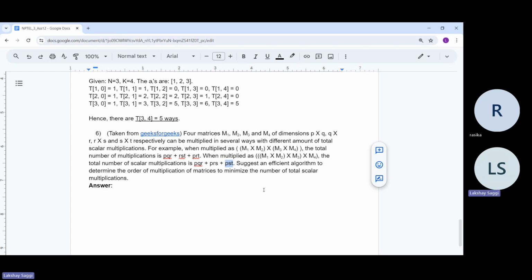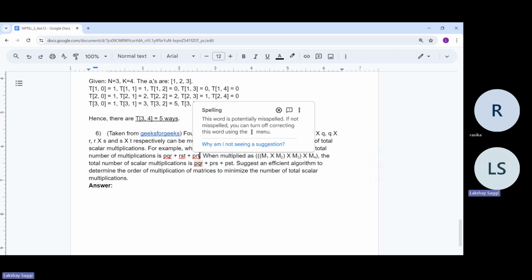So I hope the high level problem is clear to everyone. Now what we want to find: clearly these two are different in quantity, right? PQR plus PRS plus PST might be different from PQR plus RST plus PRT. So these values might be different. So the order in which we multiply the matrices also changes the number of computations which we need to do.